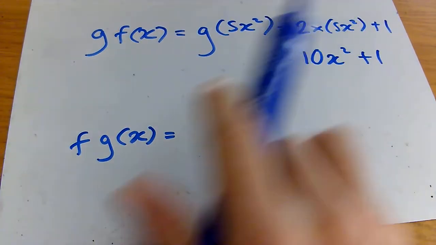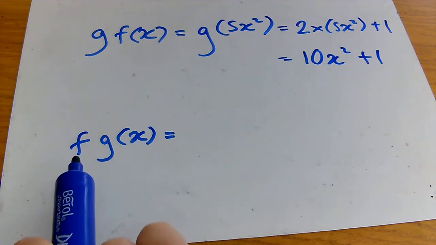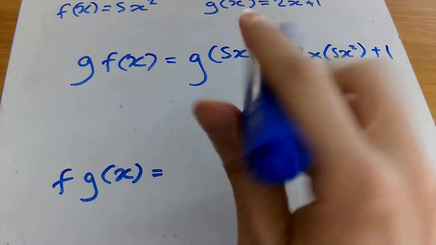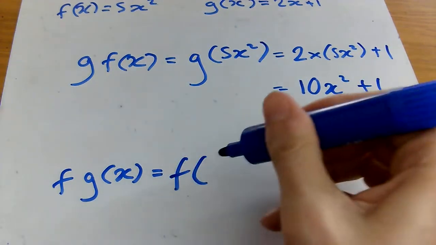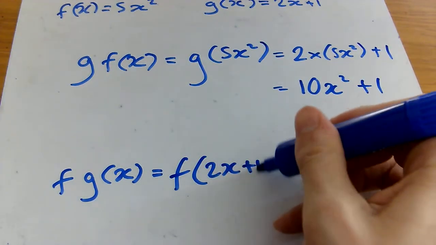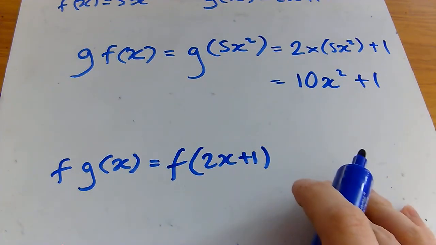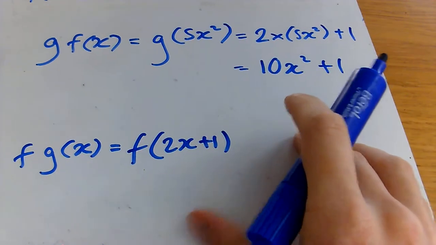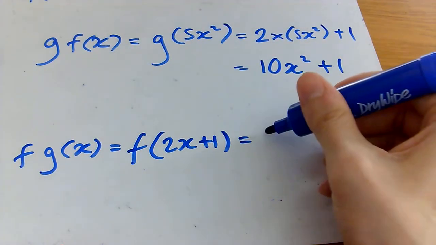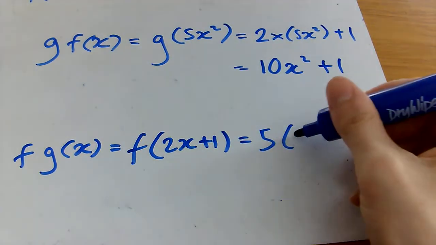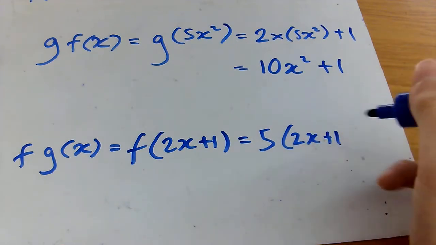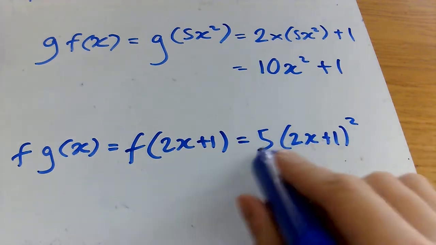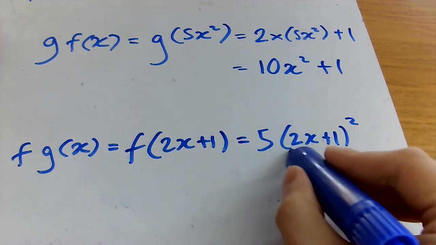Other way around, we would do the g first and then the f. So if we do the g, we get 2x plus 1. So that means the f is going to receive a 2x plus 1. And the f function is 5x squared. This one's a bit more complicated. It means we're going to end up with 5, and then the x has become this 2x plus 1, and that's getting squared. That means we're going to simplify this, expand a double bracket.